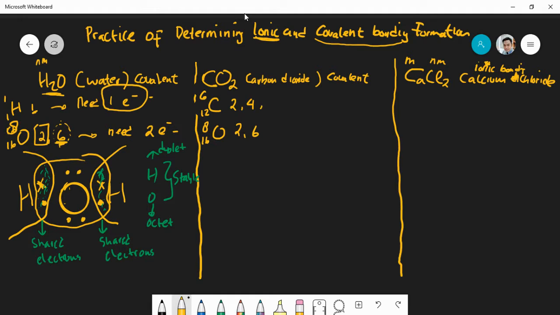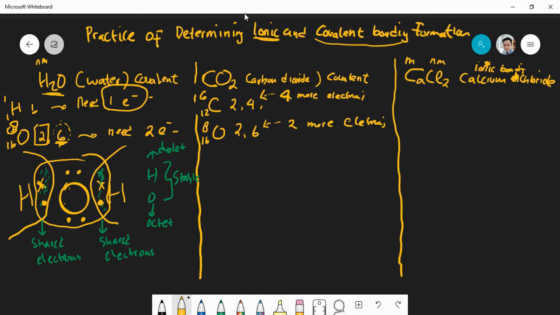Take a look at this one. Carbon needs 4 more electrons to become 8, and then oxygen will need 2 more electrons. So how can we do that? Again, take a look at CO2. What is the center atom?